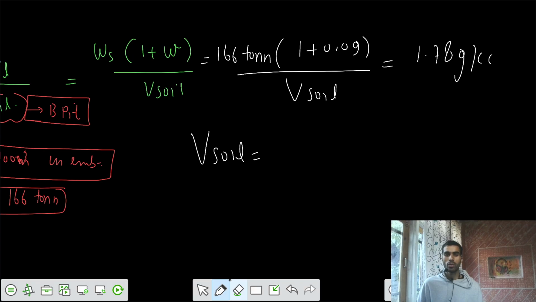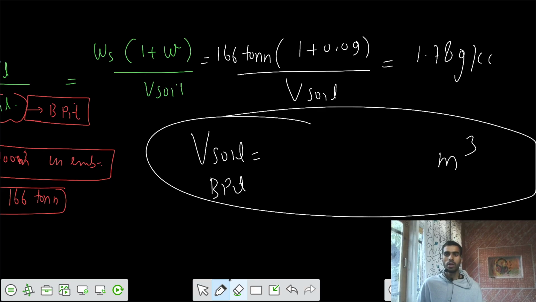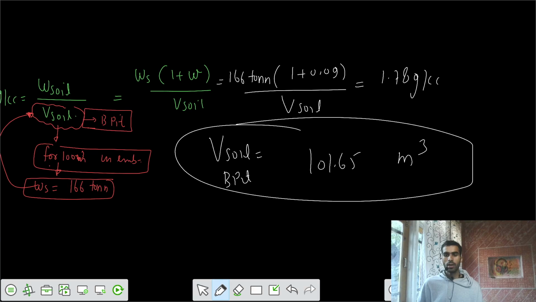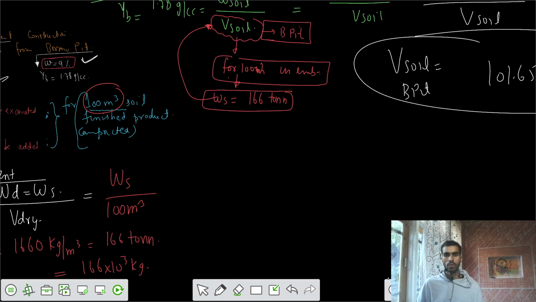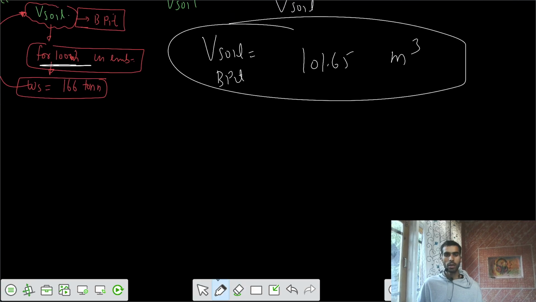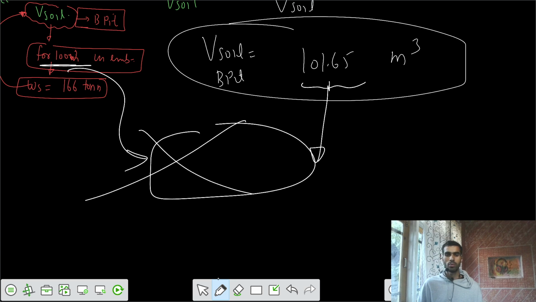So the volume of soil required from the borrow pit is 101.65 meter cube. And how much did I need for the embankment? 100. So for 100 meter cube of embankment, I need 101.65 meter cube of soil from the borrow pit. Okay, that's the job we had to calculate.